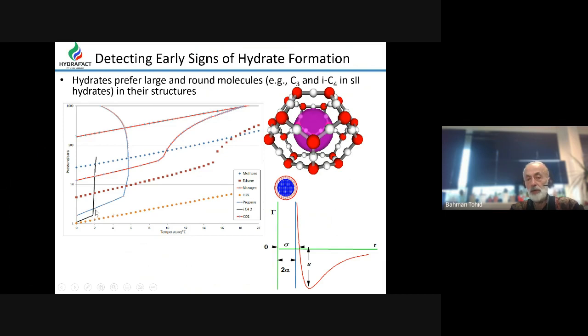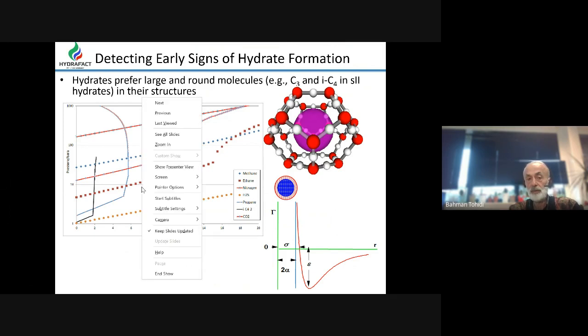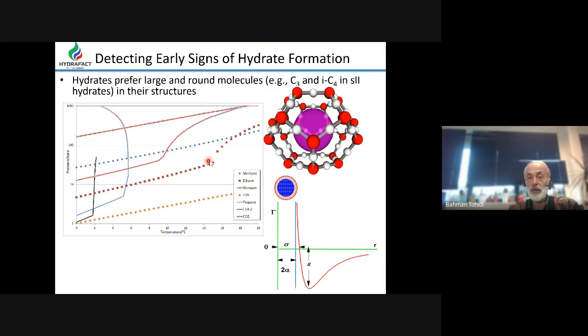This is IC4. The next one is IC4. Then C3. So when hydrates form, if we have H2S, you would have more H2S in the hydrate structure. And then less IC4, then less. This is another, this is less ethane, then CO2. So you see that the composition of hydrate is different from the composition of the gas.